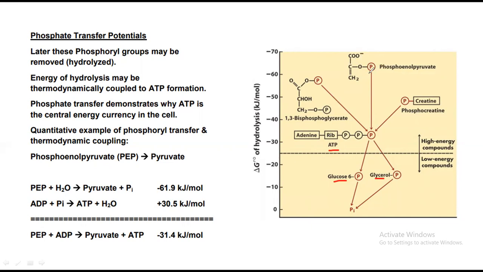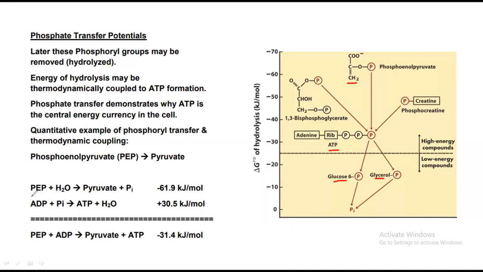What is phosphate transfer potential? Phosphate transfer potential means the potential of a compound to give away its phosphate. Here the highest phosphate transfer potential is that of phosphoenol pyruvate, and the lowest is that of glucose 6 phosphate. So these are known as phosphate transfer potential. Again, phosphate transfer potential means the potential of a compound to give away its phosphate. The higher the phosphate transfer potential, the more willing the compound is to give away its phosphate.